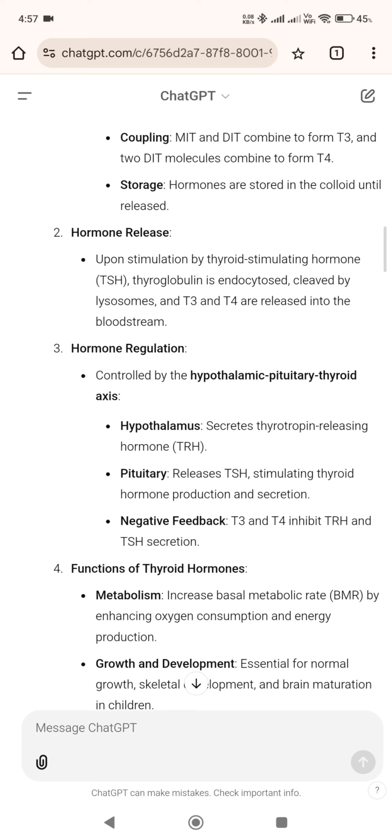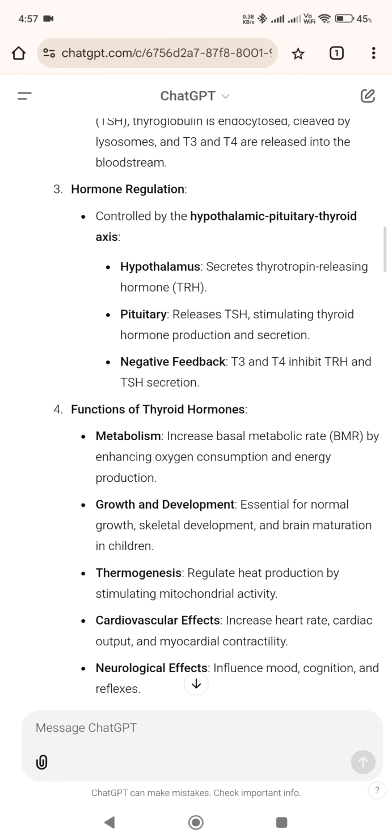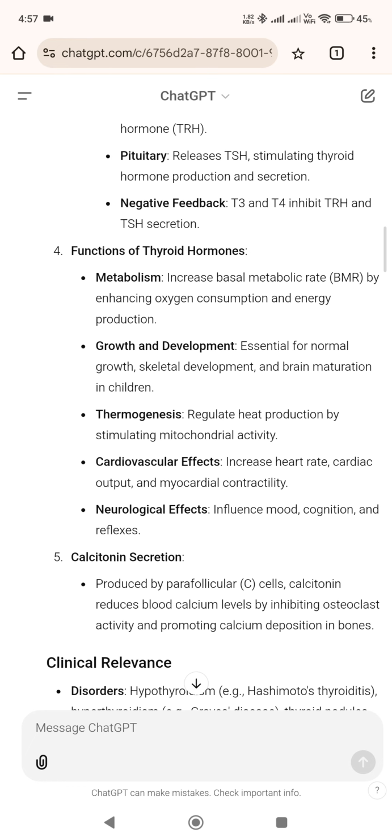3. Hormone regulation. Controlled by the hypothalamic pituitary thyroid axis. Hypothalamus secretes thyrotropin-releasing hormone, TRH. Pituitary releases TSH, stimulating thyroid hormone production and secretion. Negative feedback: T3 and T4 inhibit TRH and TSH secretion. 4. Functions of thyroid hormones.